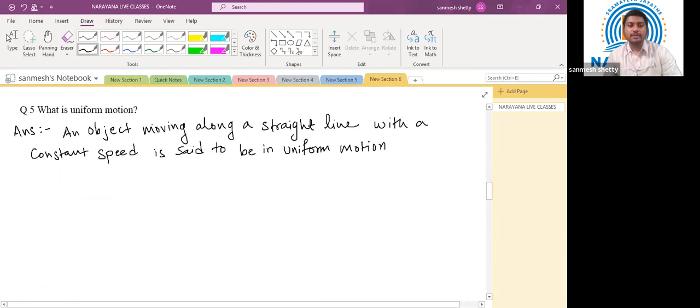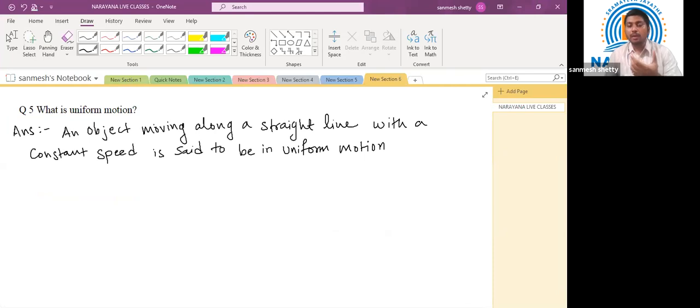Question number 5. What is a uniform motion? As the word suggests, uniform means same throughout. If an object is moving along a straight line, why? Because it should not change direction here and there. Otherwise, it will be non-uniform.